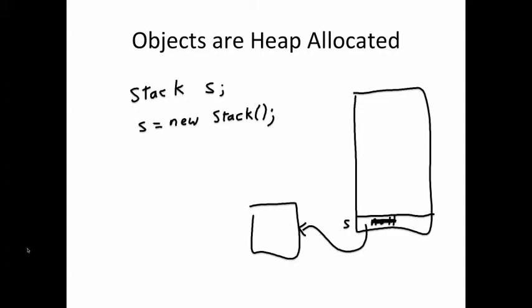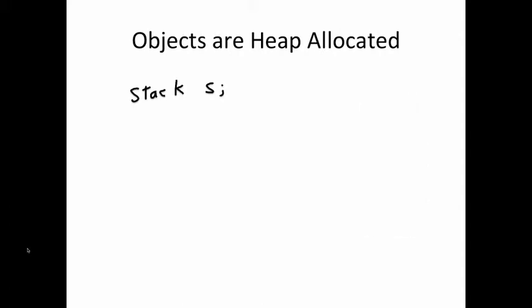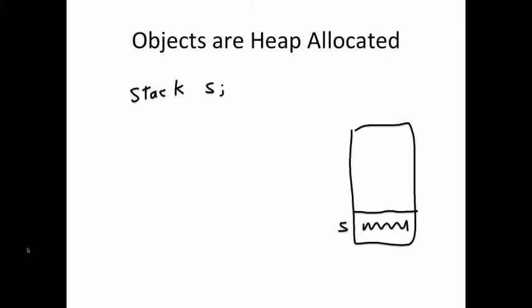Notice that is very different from C++. In C++, if I had this declaration of Stack S, then instead of having S be a pointer to the heap, we would have S actually being a Stack object on the stack. And if we wanted S to actually be allocated off the heap, we would create an explicit pointer and then say S equals new Stack.